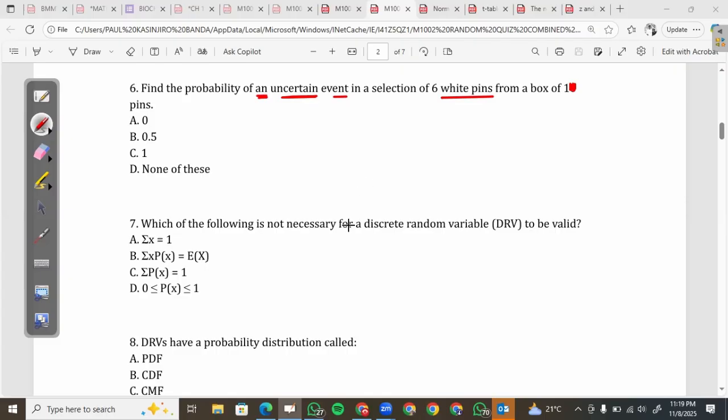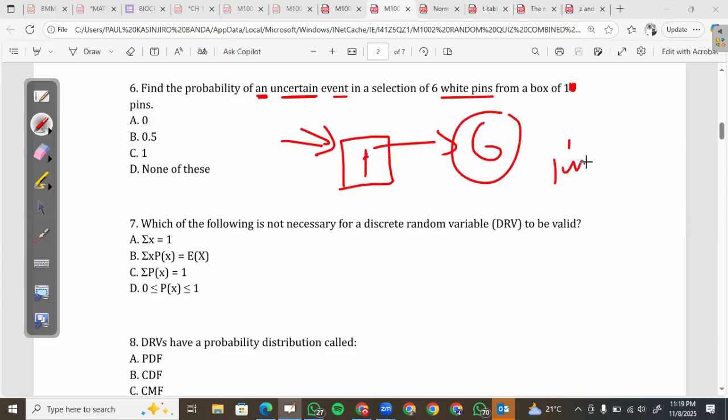It can't work, right? Because this box has only 1 pin, and I want to select 6 pins from this box. It is impossible. It can't happen. So the probability there will just be zero. All right, so the answer that you said there is correct. So we choose A there. The probability is zero.